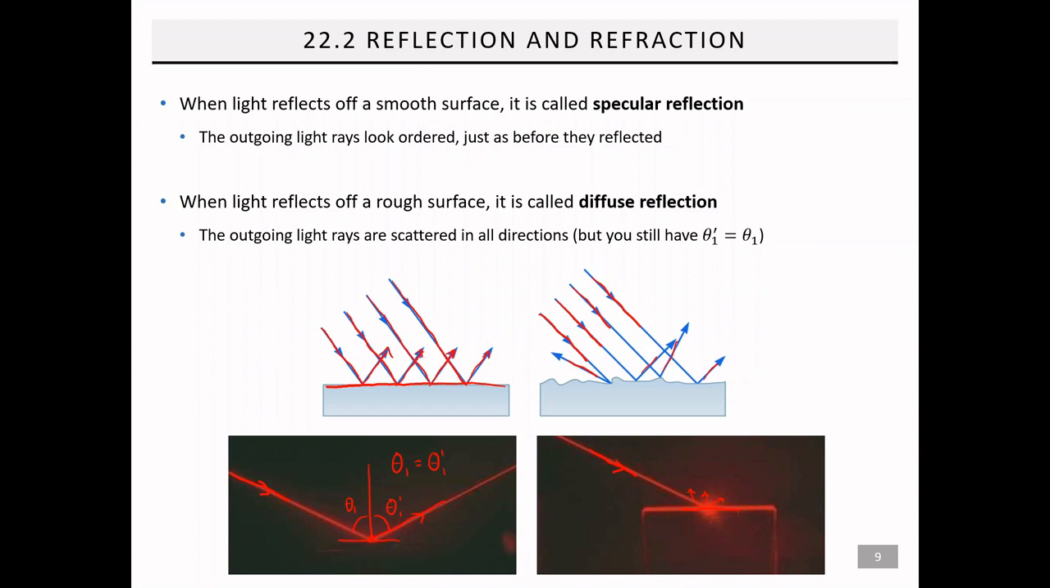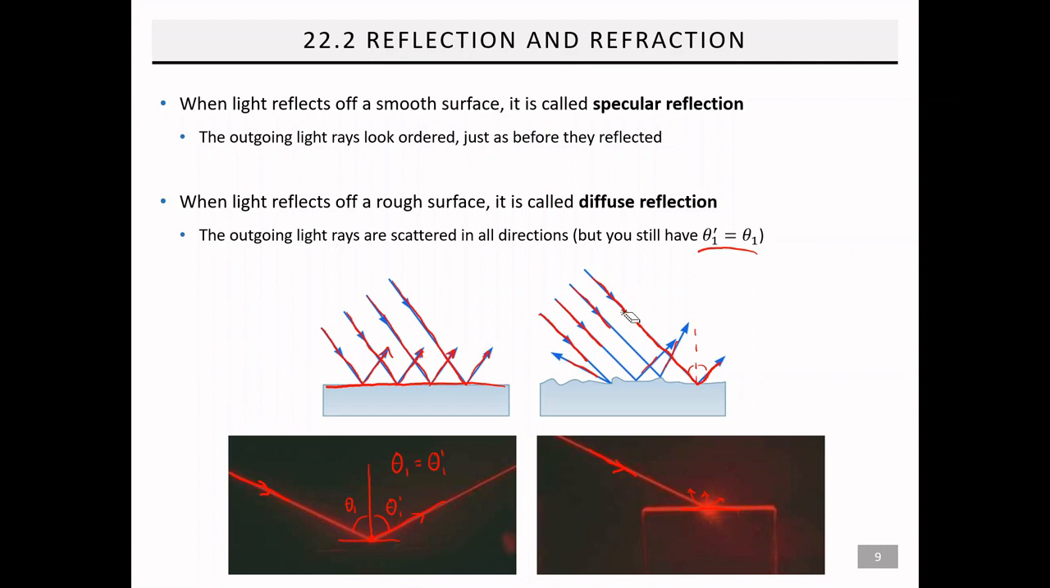I do want to point out that if you look at each individual ray, it still follows this law of reflection, that theta 1 is equal to theta 1 prime. If you look at the topmost one, for instance, it comes in, it reflects off the surface. If you draw a normal line and then measure the two angles, you'll find those two angles are equal.